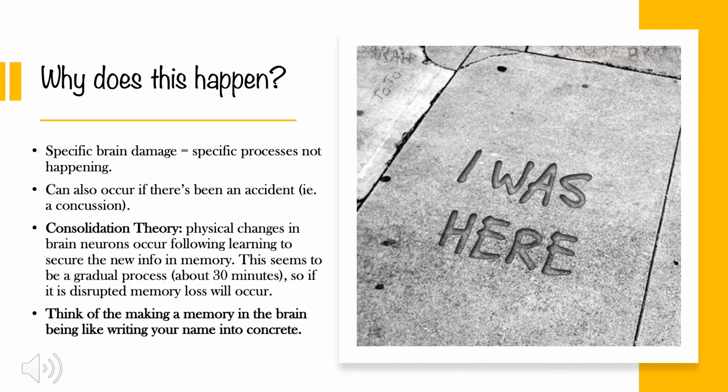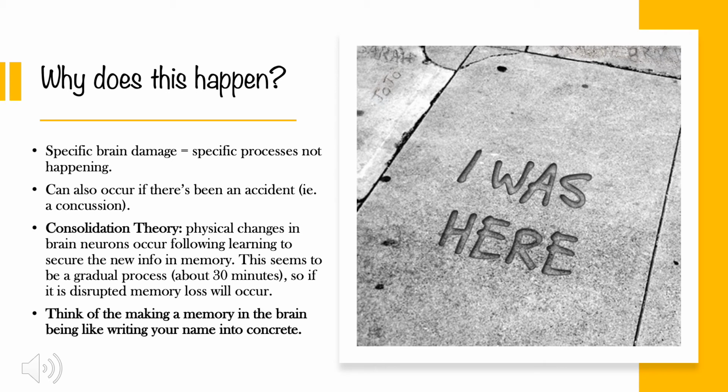So you might be wondering how damage to one tiny part of your brain can cause this many issues in your life. So specific brain damage means that specific processes that need to happen are not happening. So this could also occur if there's been some sort of an accident that has in some way damaged your brain. So this is due to something called consolidation theory. So physical changes in brain neurons occur following learning to secure the new information in your memory. So this seems to be a gradual process, so about 30 minutes. So if it is disrupted, memory loss will occur.